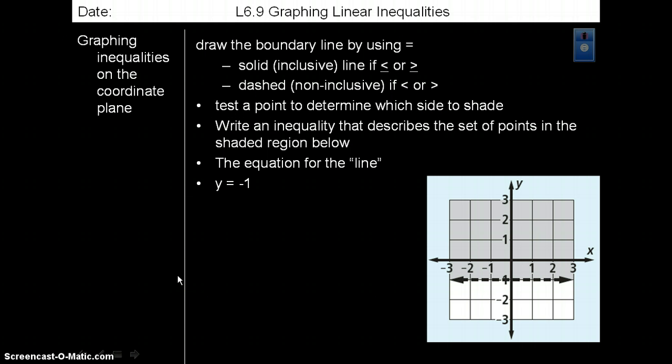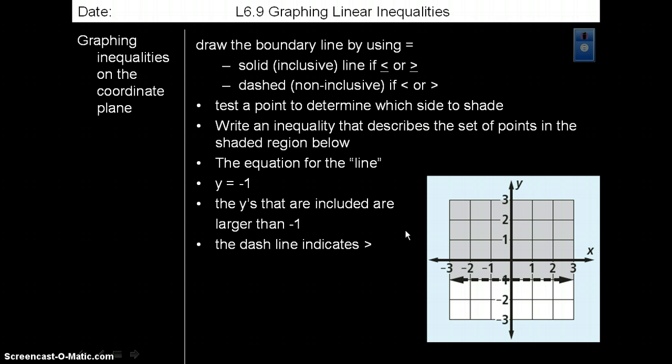As we can see, y is in fact equal to negative 1 on this line. The y's that are included are all, of course, larger than negative 1, like a y of 0, a y of 1, a y of 2, a y of 3. So the dashed line would also indicate that it is not including the "or equal to." So here our y's are greater than negative 1.